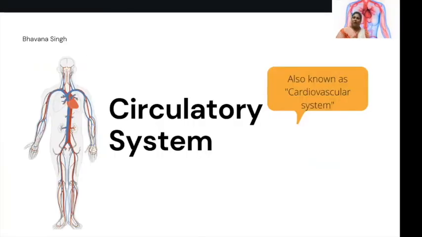Okay, let me share my PPT first. Okay, now this is our circulatory system. The human circulatory system is also known as the cardiovascular system. Why cardio? Because in this system we use our heart. Okay, so let's start.